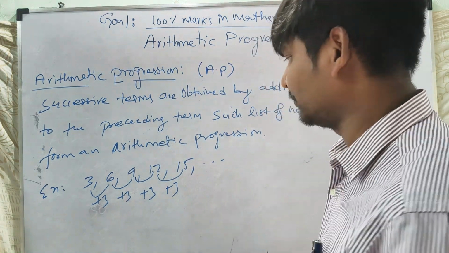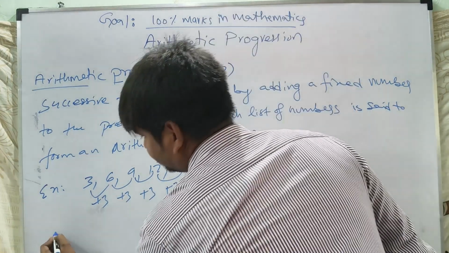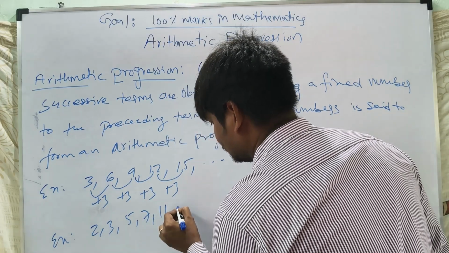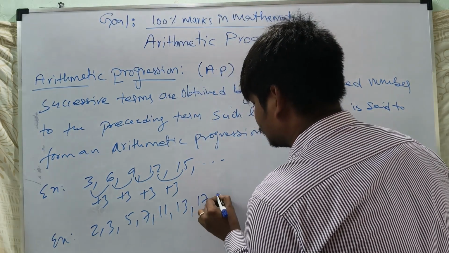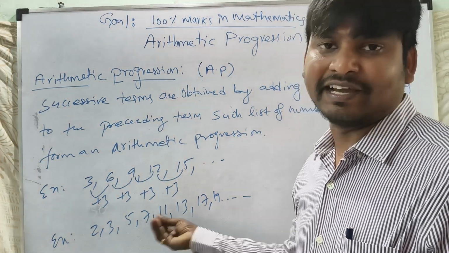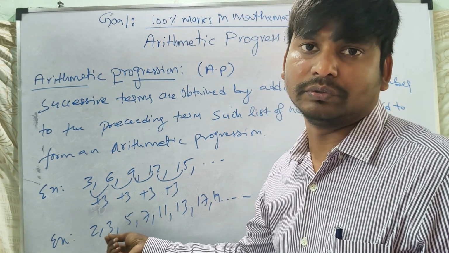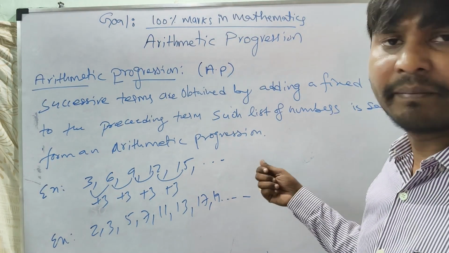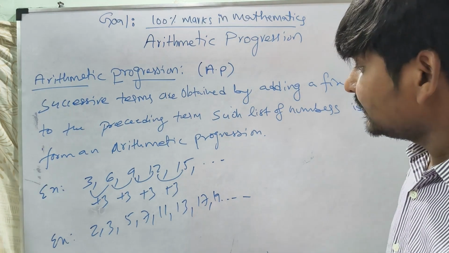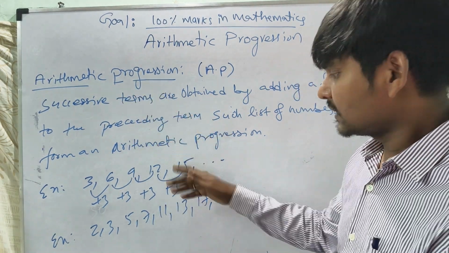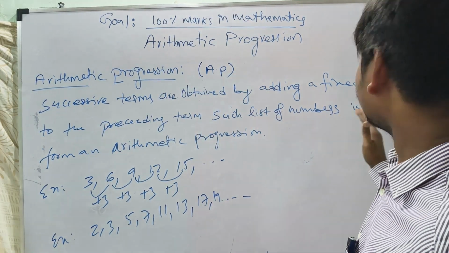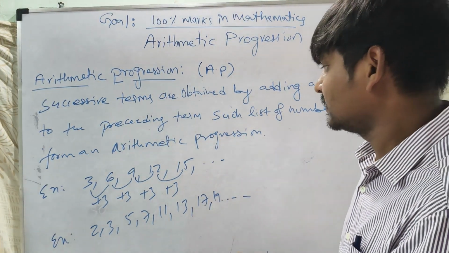Let us see one more example. Another example, example C: 2, 3, 5, 7, 11, 13, 17. Next would be 19 and so on. These are what? Prime numbers, in increasing order. The starting prime number is 2. From that, in increasing order, the next prime number is 23, the next 29, and so it goes on. But is it following this pattern, that successive terms are obtained by adding a fixed number to the preceding term? Such a list of numbers is said to be an arithmetic progression.